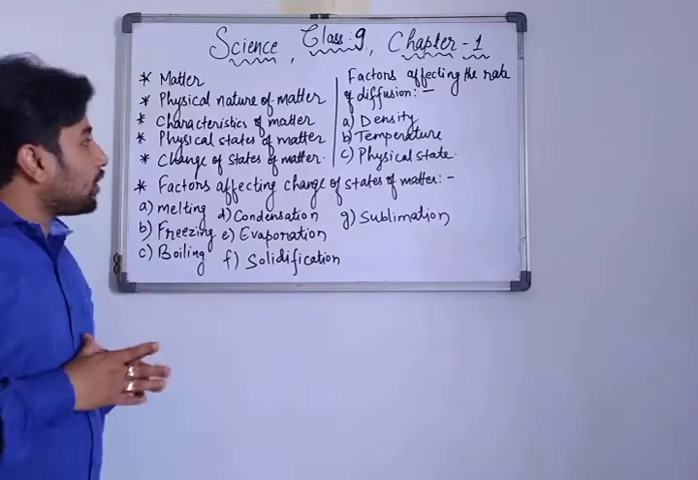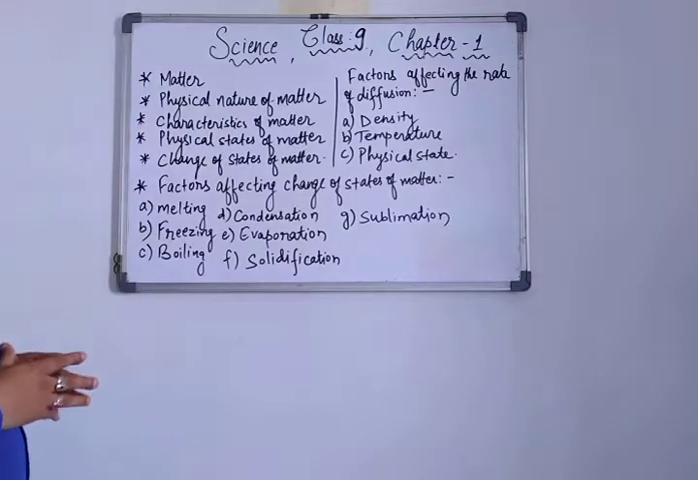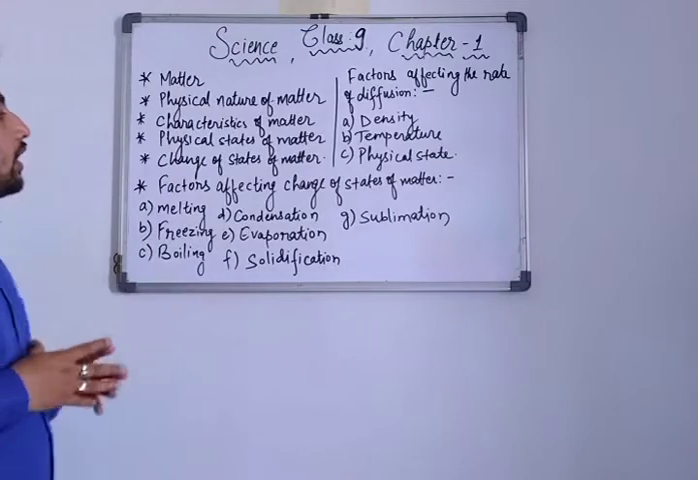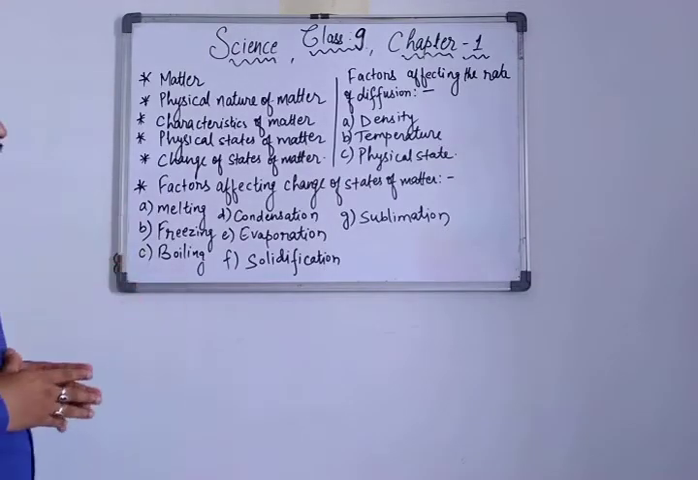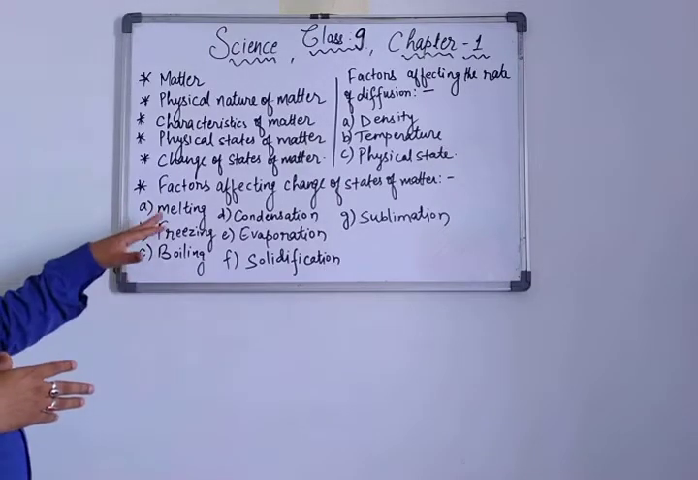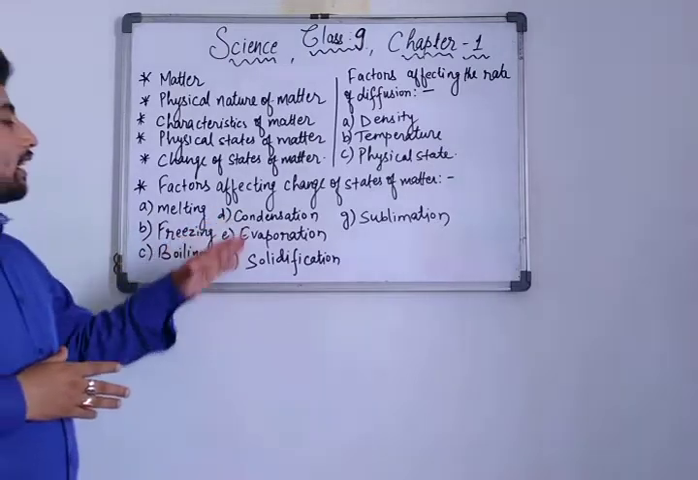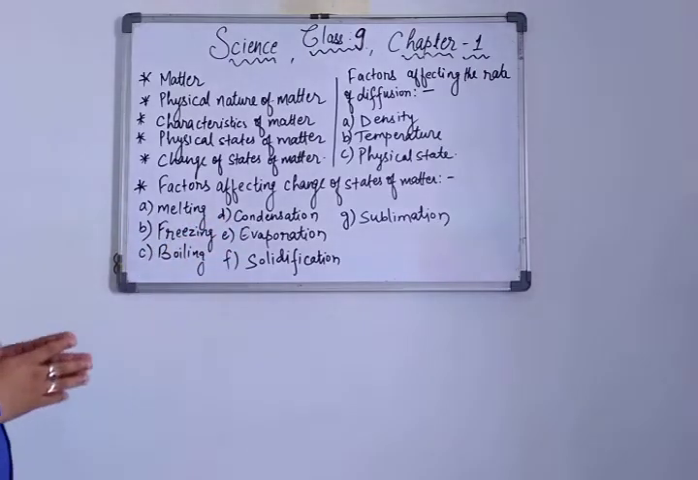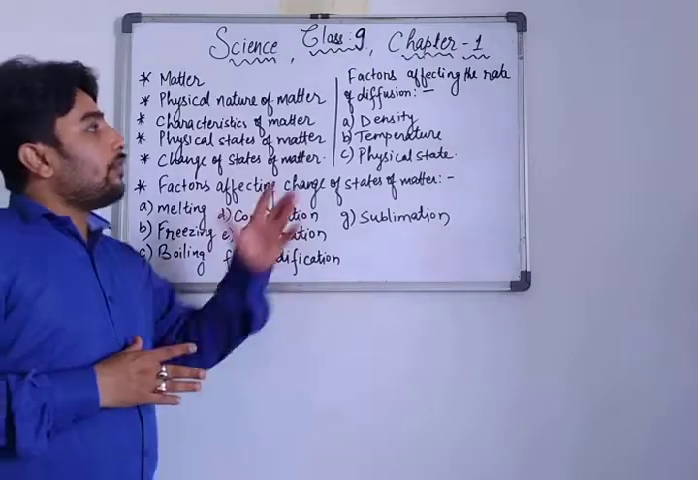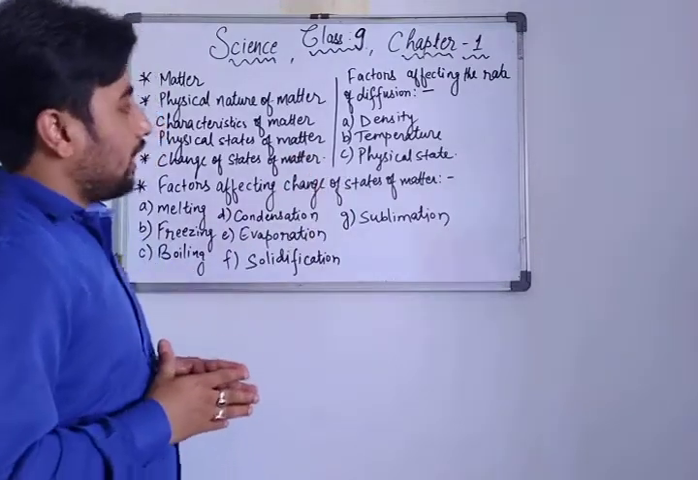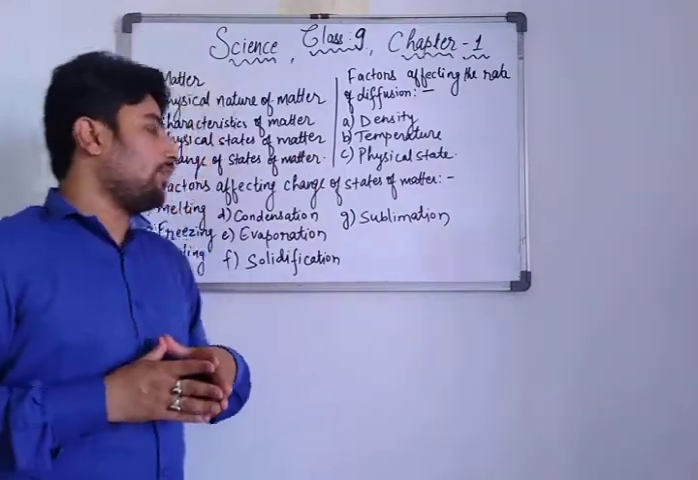Matter, physical nature of matter, characteristics of matter, physical states of matter, change of states of matter, and factors affecting change of states of matter: melting, freezing, boiling, condensation, evaporation, solidification, sublimation. And the factors affecting the rate of diffusion, like density, temperature and physical states.